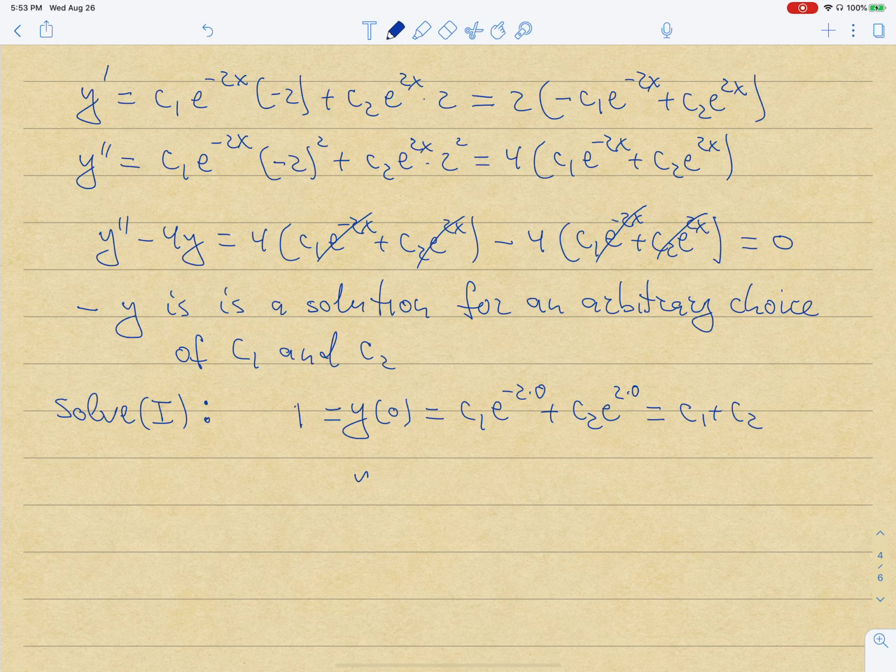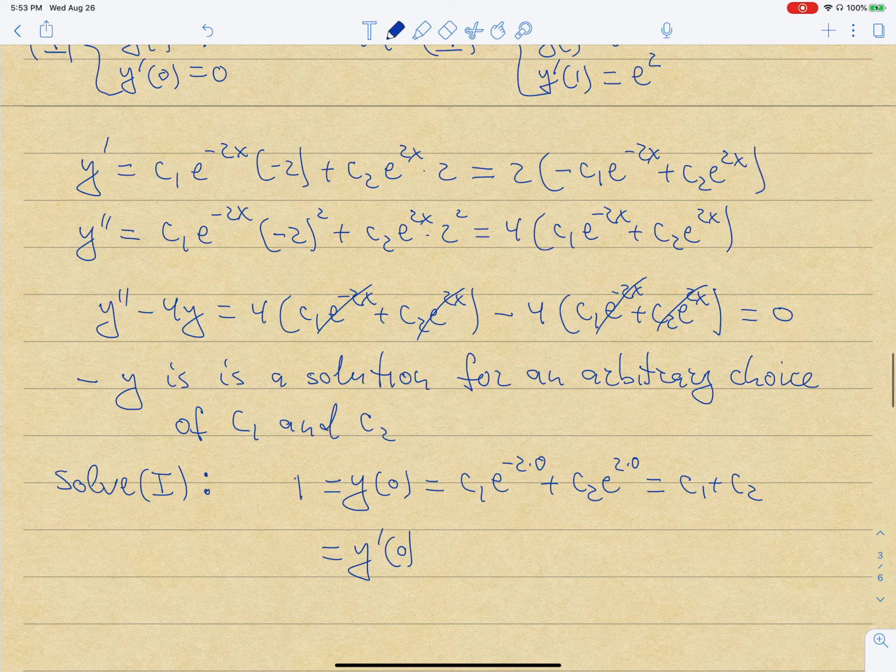And then y prime of 0 in initial value problem number 1 must be 0, as we see here. And what is that? That's a derivative of y, which is the thing that I simplified here, evaluated at 0. So it should be twice minus C1 e to the minus 2 times 0 plus C2 e to the 2 times 0. Again, e to the 0 is 1, so this should be 2 times minus C1 plus C2.